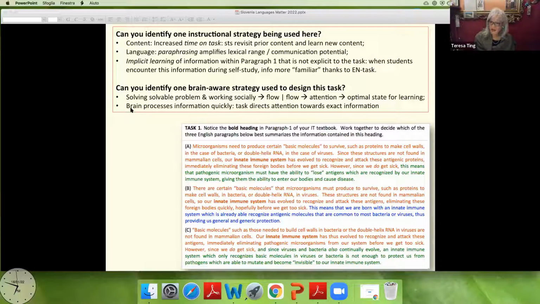Then, the other point we did last time was the brain processes information quickly. So we don't know what the students think when we're lecturing at them. But when they're doing these tasks, we direct their attention to the exact information we want them to pay attention to. Otherwise, we don't know what they're paying attention to. Okay? So we're directing their attention. Now, any questions about this task?